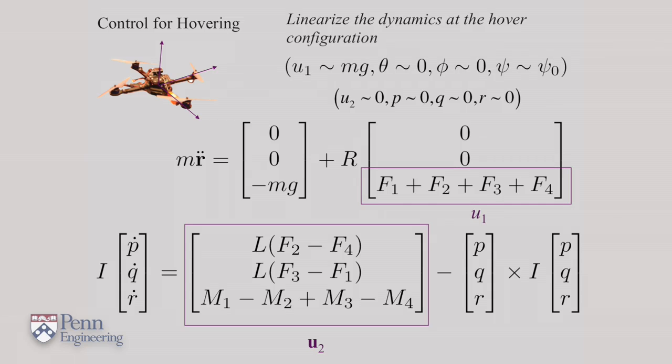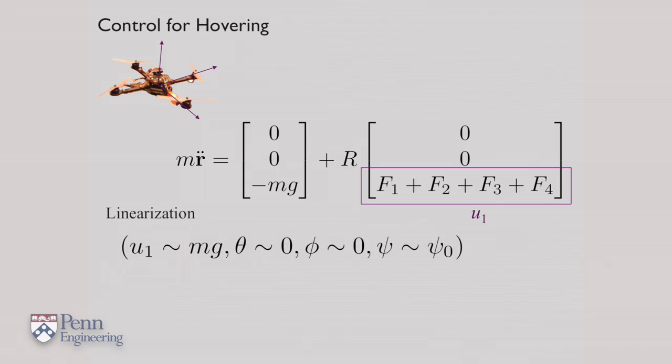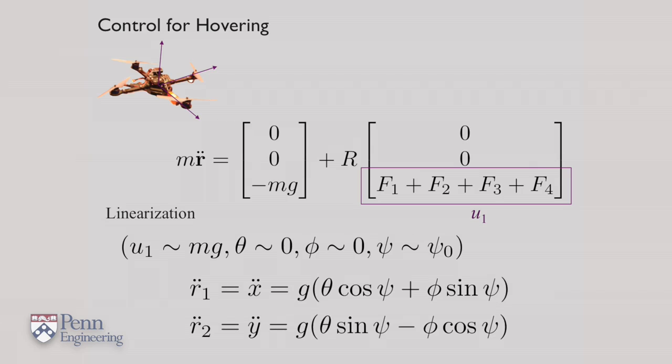Likewise, the sum of the thrusts has to compensate the weight, but the yaw angle can be non-zero as long as it's fixed. Linearizing around this point means that we assume that u1 is almost equal to mg. We assume the roll and pitch angles are close to 0, and we assume that the yaw angle is fixed or close to fixed at a given value psi 0. If you linearize the equations, you'll end up with these simplified equations at the bottom for x double dot and y double dot.